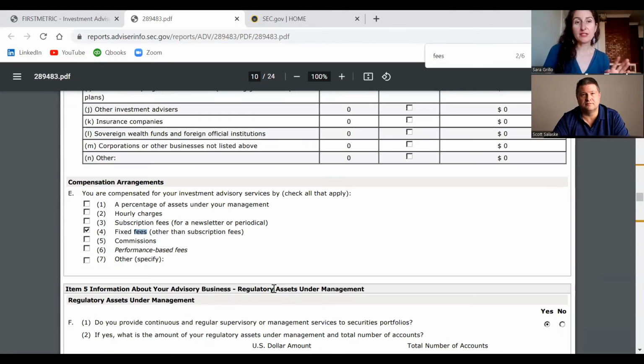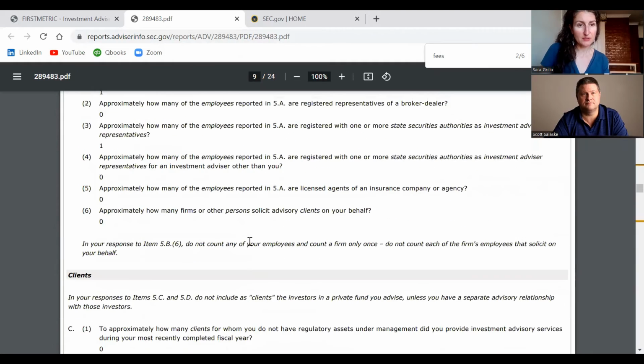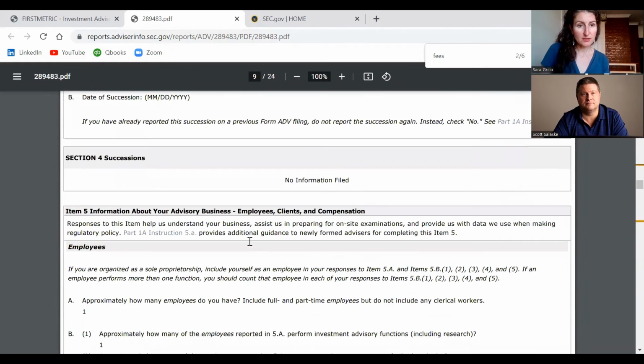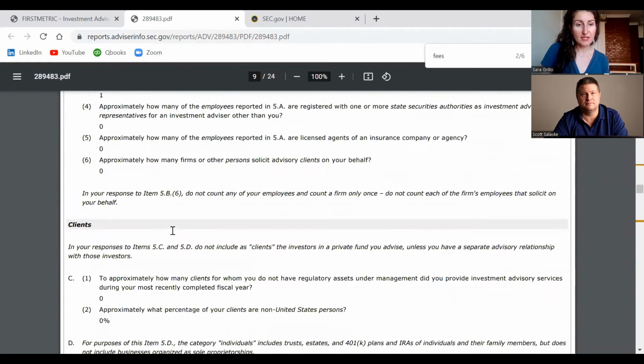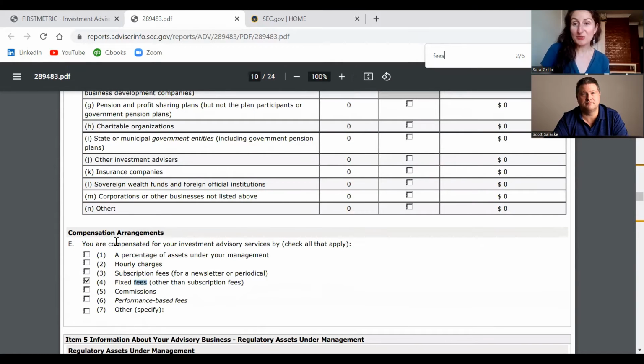Yeah, I don't think you need to comb over this too much because it is more for the regulators. But I think the consumer still should look at what kinds of fees this person charges. Oh, definitely, because you want to know. That would be, I believe, item 5E. Item 5, section E, compensation arrangements, everybody. That is what I would recommend looking at on the actual form ADV.